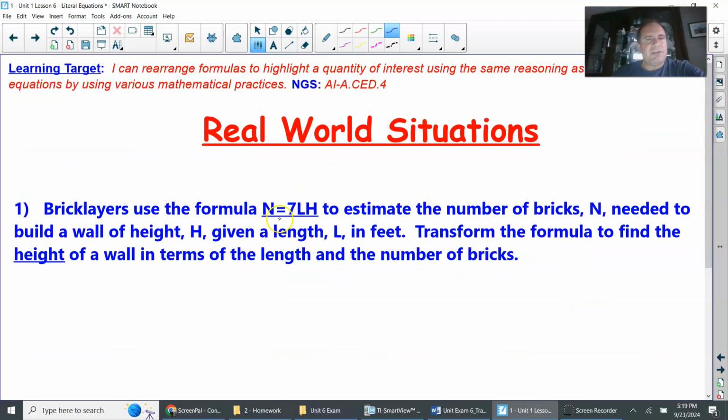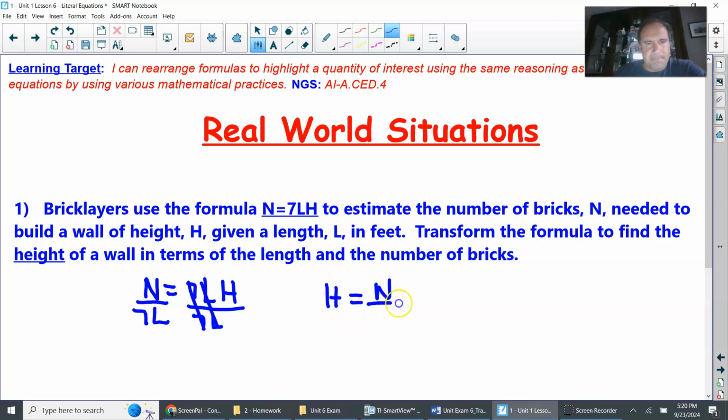All right, real world situations. Bricklayers use this formula, n equals 7Lh, where n is the number of bricks to build the height of the wall, and L is the length in feet. Transform the formula to find the height of the wall in terms of length. So you have to solve for h. So simply just go ahead and divide by 7L. Whatever you want to cancel, that's what you're dividing by. So this is h equals n over 7L.